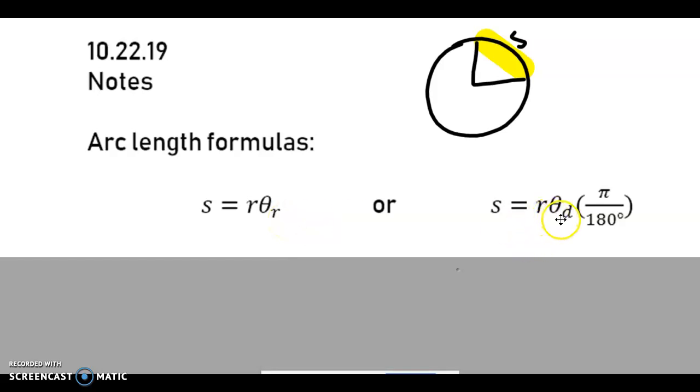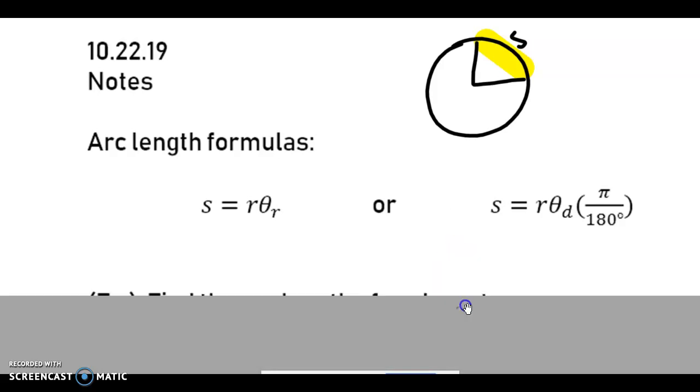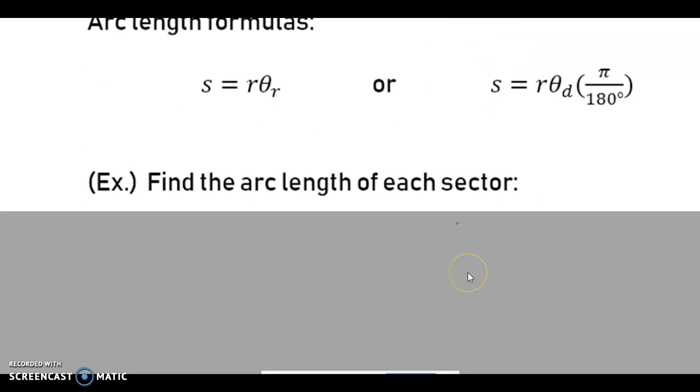Or if theta is in degree measure, then we have an extra step where we take it times pi over 180, basically converting it to radian. But no matter which one you choose, both will give you the same answer. And we will want to give our answer in two forms, in simplest form in terms of pi, and then we can do a decimal approximation as well. Okay, so let's go ahead and do a couple of problems where we're finding the arc length of each sector.